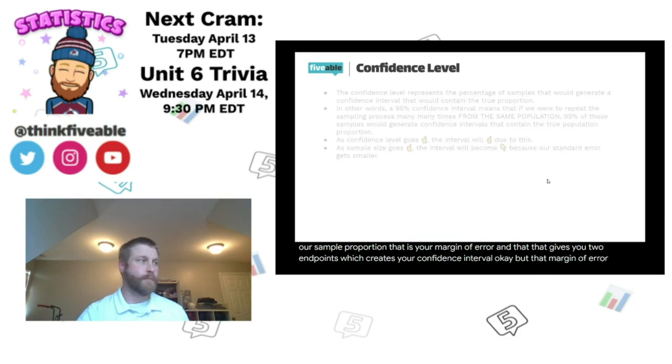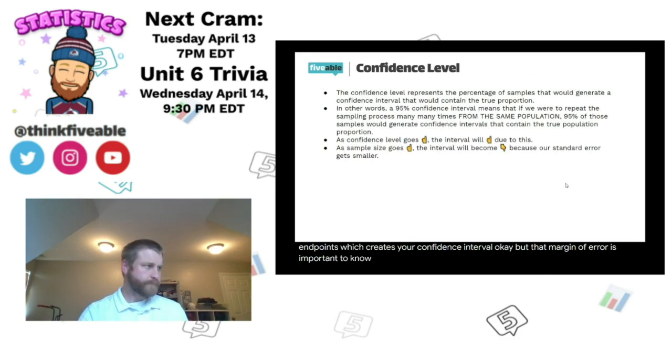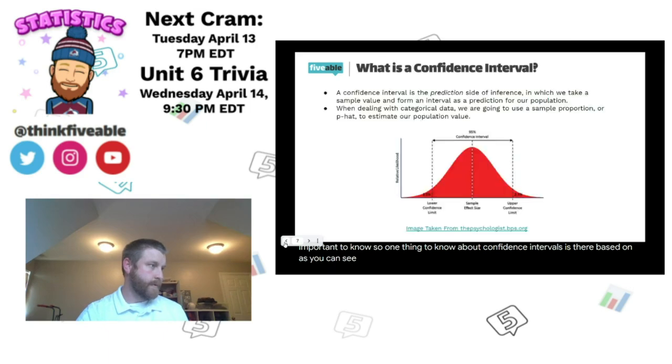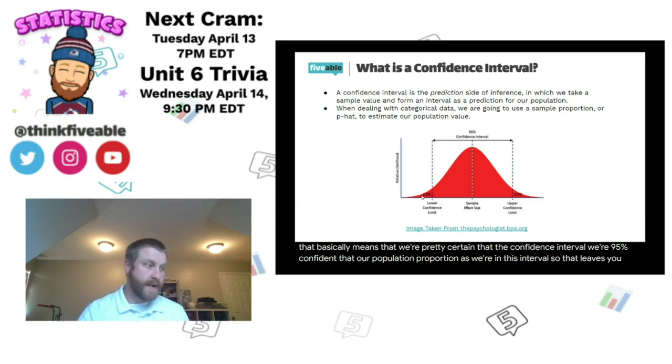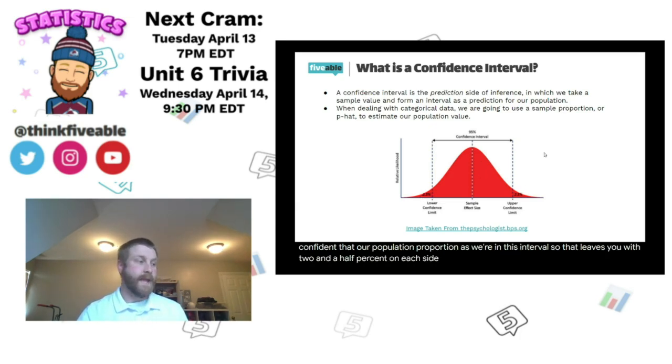Okay, but that margin of error is important to know. So one thing to know about confidence intervals is, going back to that graphic, this was a 95% confidence interval. That basically means that we're 95% confident that our population proportion is somewhere in this interval. So that leaves you with 2.5% on each side that it could fall out of. Okay?